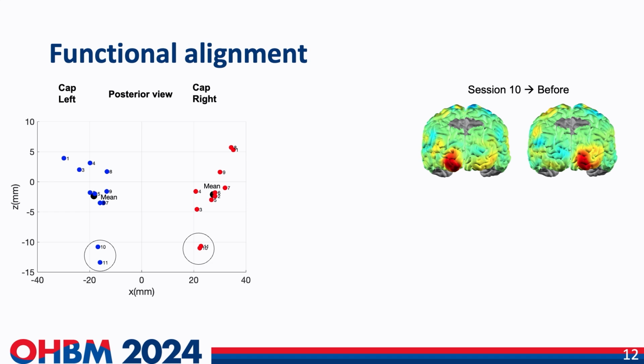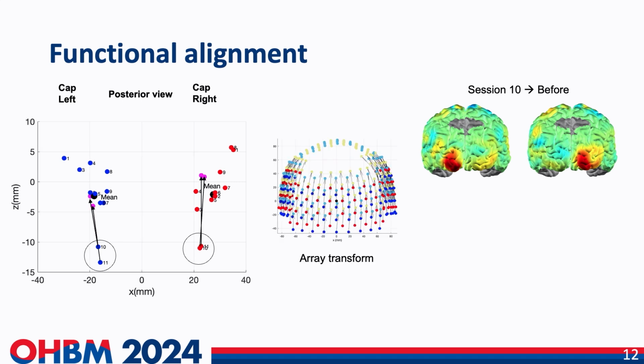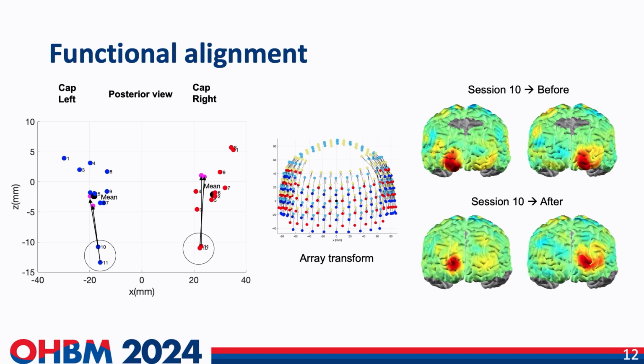Again, I'm showing the results from the previous slide here. This is session number 10, where we know that the cap was placed lower than needed, and the centroids of activations are indicated by the lower circles. What we need to do now is transform our array so that we match it close to the mean of our cluster of activations, which we are more confident about. And then after we do that, here is our activation.